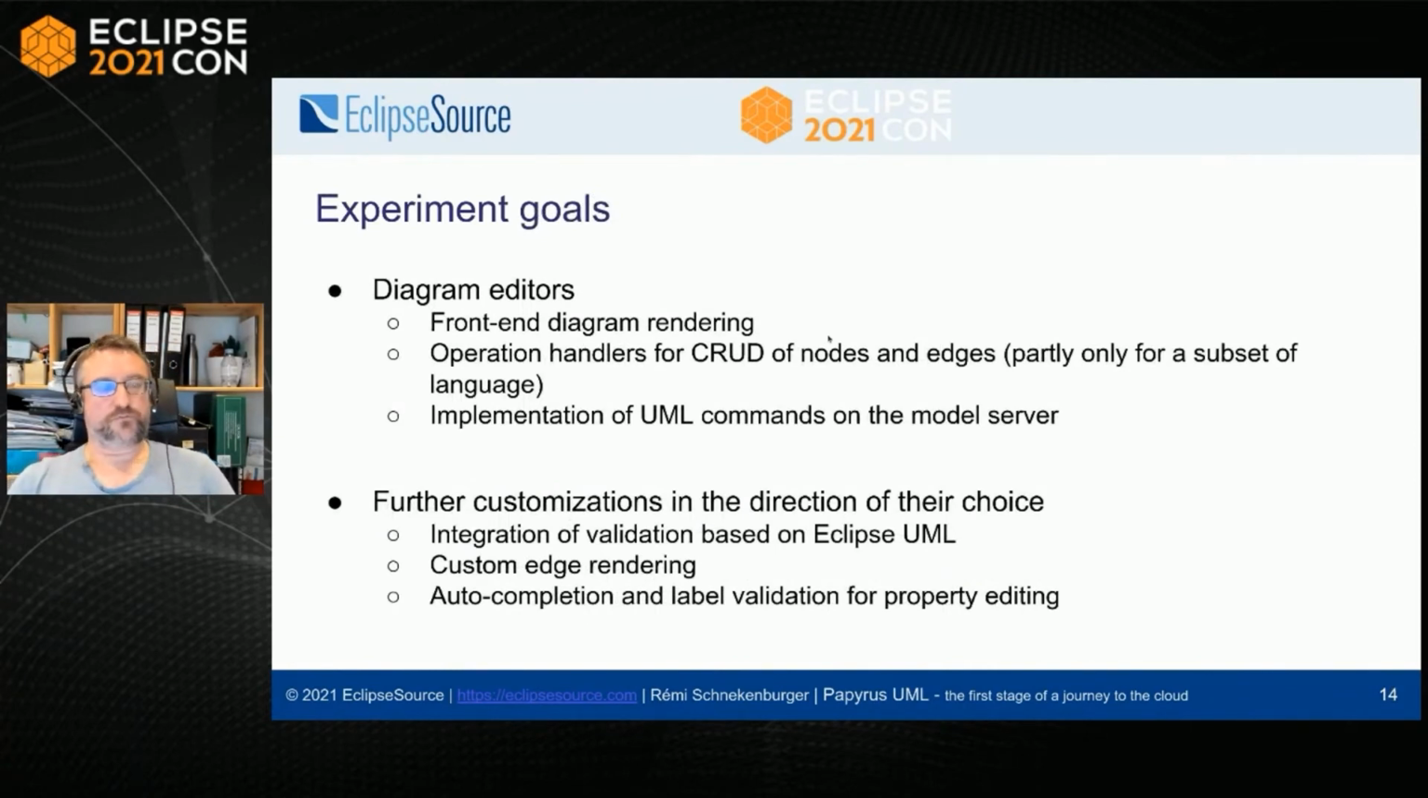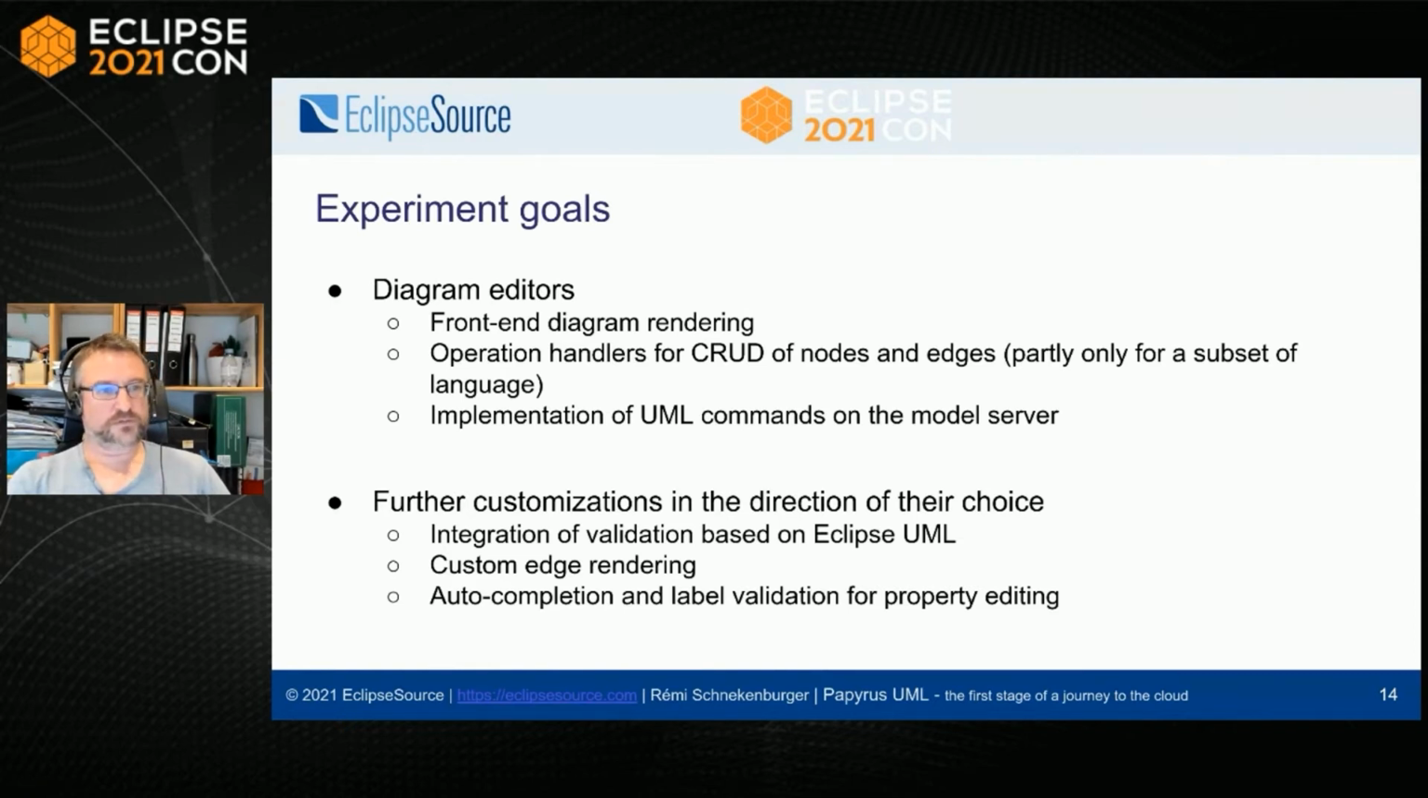The goal of the experiment for every group was to have front-end diagram rendering and all the operations for the CRUD of nodes and edges for each diagram. For each of them, we only wanted a subset of the language because, for example, for activity diagrams there are many nodes that can be created, and we don't want all these nodes there. We also wanted the implementation of the UML commands on the model server, and we wanted to see how conflicts arise between the different editors.